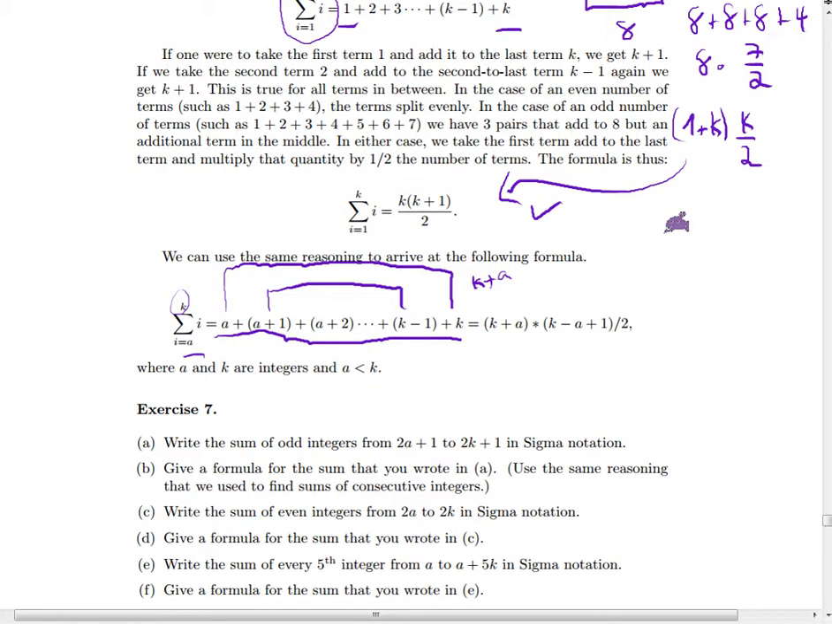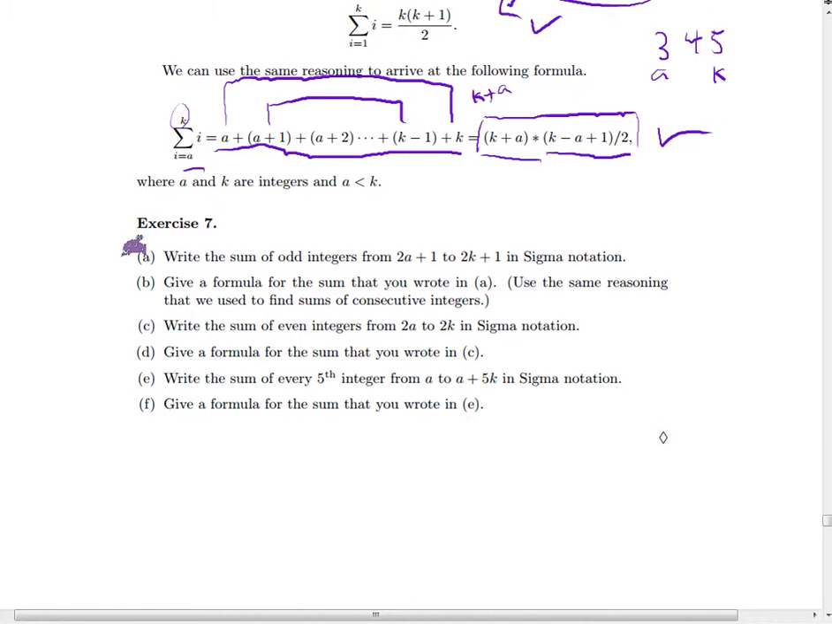For instance, if I had a equals 3, 4, 5, so this was a and this is k. If I take 5 minus 3, which is 2 plus 1, there are 3 total terms. And you can convince yourself with several examples that this is, in fact, the correct number of terms. So here's your general formula. Now here they ask you to find several other sums. You can get these sums by manipulating the formulas up here, or you can use the same method to derive the formula yourself.